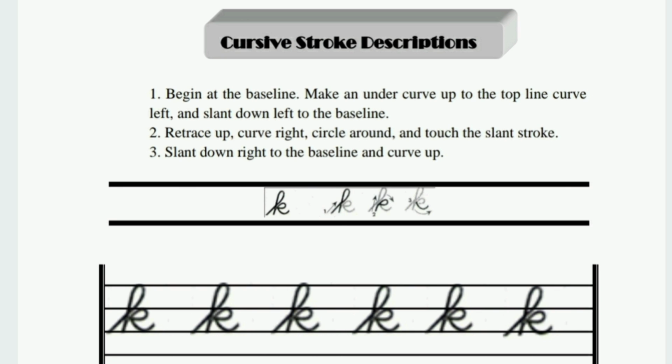Begin at the baseline. Make an undercurve up to the top line. Curve left and slant down left to the baseline. Retrace up, curve right, circle around and touch the slant stroke. Slant down right to the baseline and curve up.